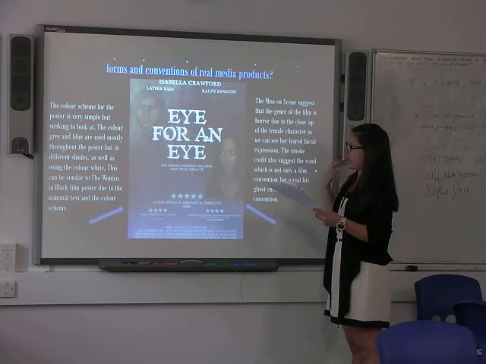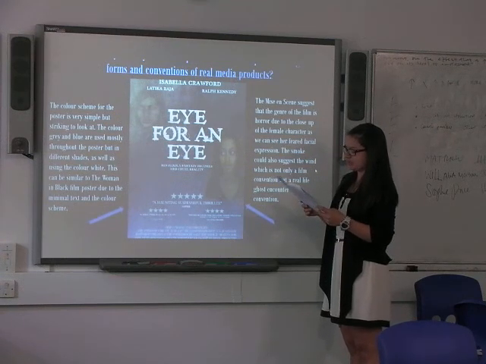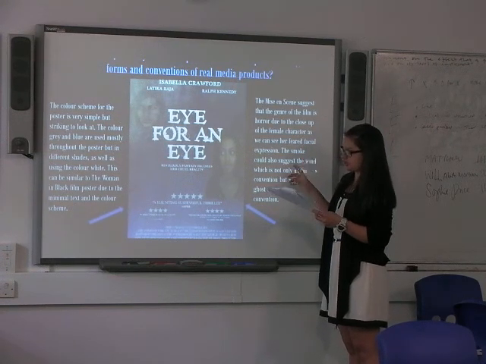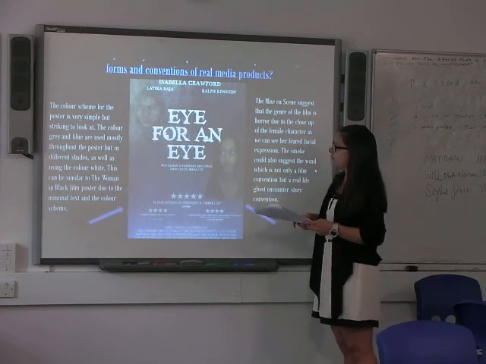The poster does follow conventions. Also, there is minimal text on the poster, which pushes the main focus on the female character, showing she will play a significant part in the film.